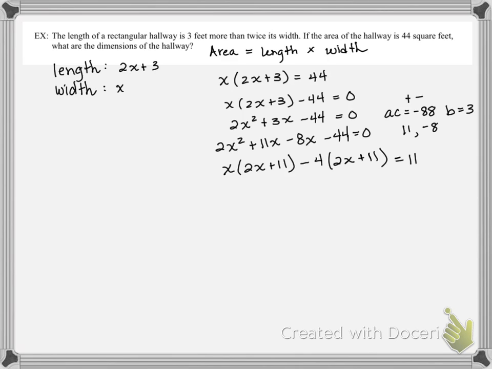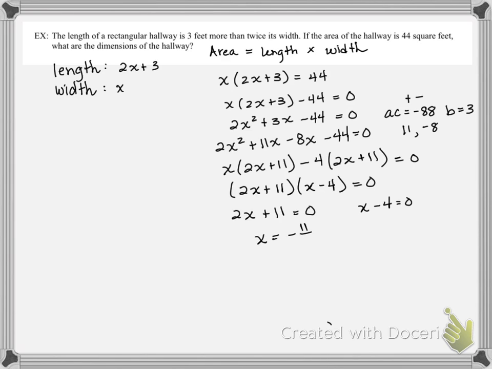So equals 11, and that gives me 2x plus, I have no idea. I was looking at the 11 above it, thank you. Plus 11 times x minus 4 equals 0. And so then we'll set each factor equal to 0. So negative 11 over 2 and positive 4.